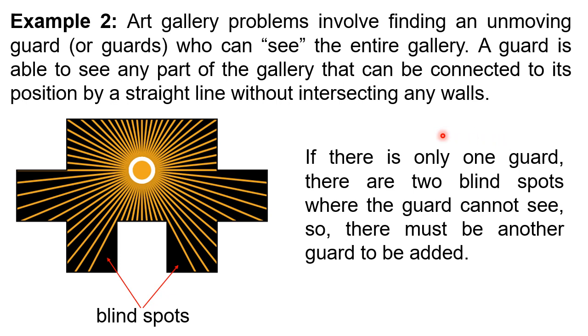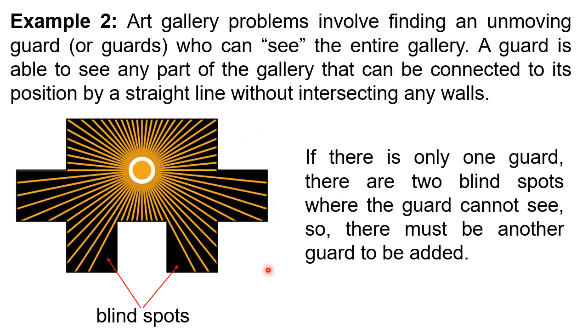Another example of recreational math is with the arts. Art gallery problems involve finding an unmoving guard or guards who can see the entire gallery. When we say unmoving, it means that the guard should always be in a fixed position. They cannot move around. A guard is able to see any part of the gallery that can be connected to its position by a straight line without intersecting any wall.